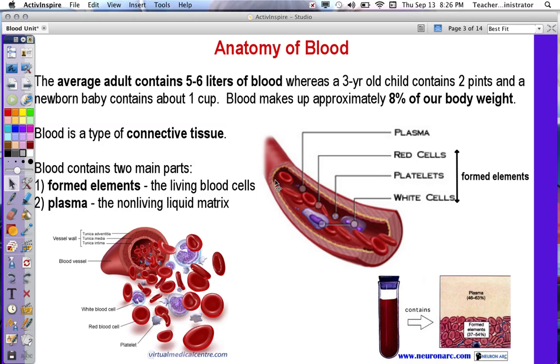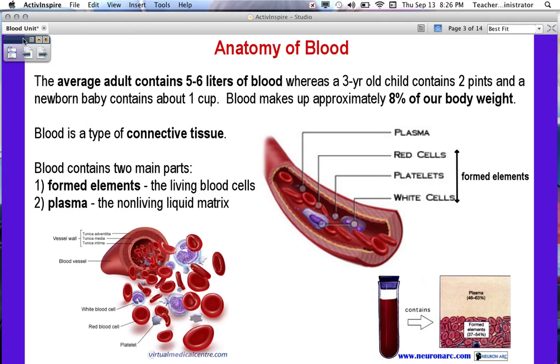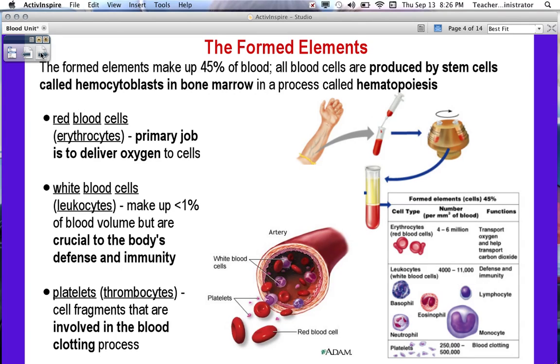Again, it is a type of connective tissue. We learned about the 4 types of tissue in our body's last unit, and it is one of the 4 types known as connective tissue. It contains 2 main parts to your blood. There's what we call the formed elements, which is the actual blood cells, and then there's the liquid portion that's called plasma. So we're going to discuss each of these parts in depth. So let's look at the formed elements.